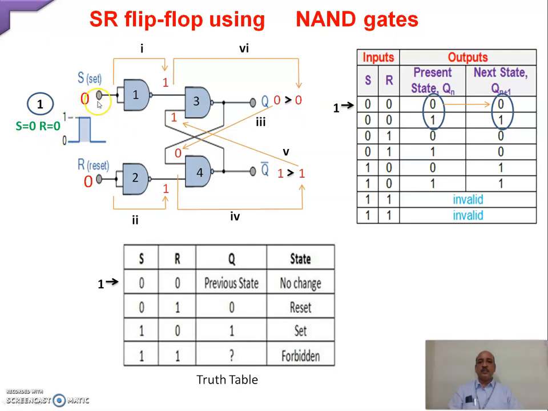Here the first state, S is equal to 0, R is equal to 0. As I have already said, if any one of the inputs of the NAND gate is 0, then the output is high. And in the reset input also the input is 0. If any one of the inputs is 0, then the output is high. Now, as the NAND gate is very sensitive to 0, the output Q, which is 0, is one of the inputs of the fourth NAND gate. So as 0 is one of the inputs, the output will become 1.